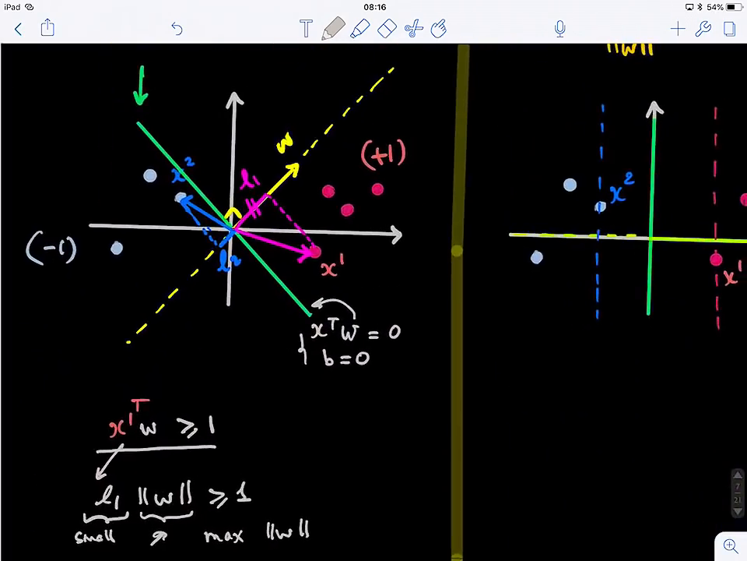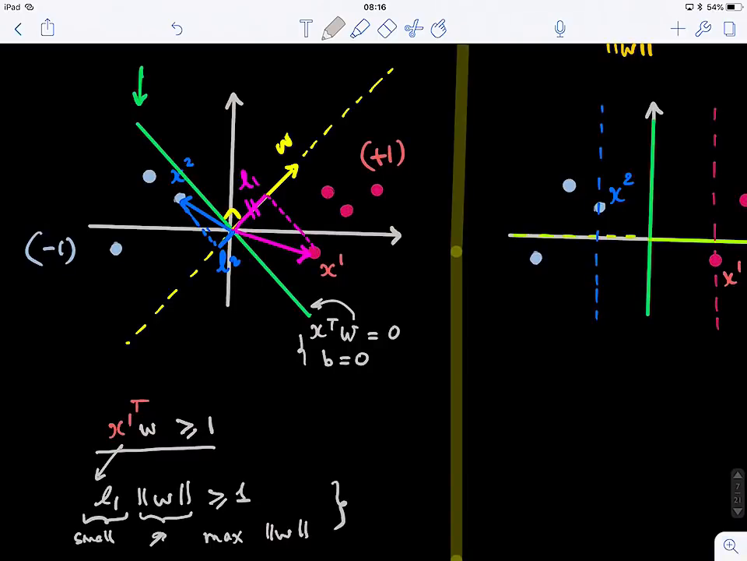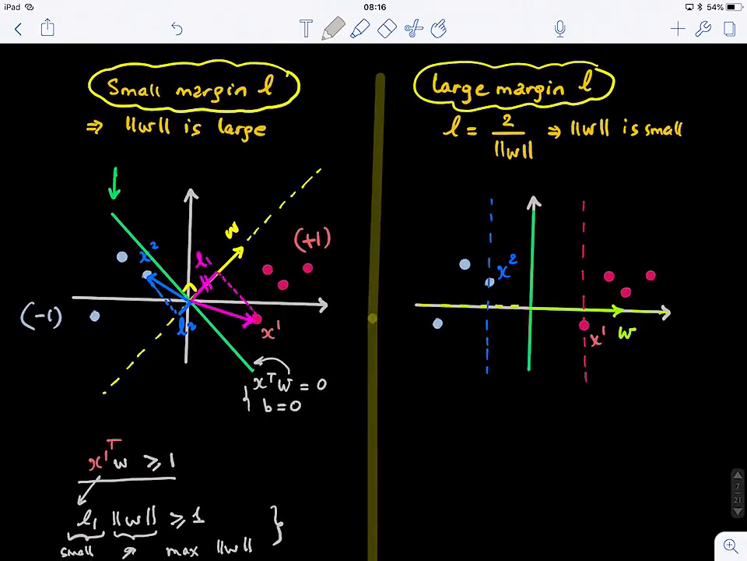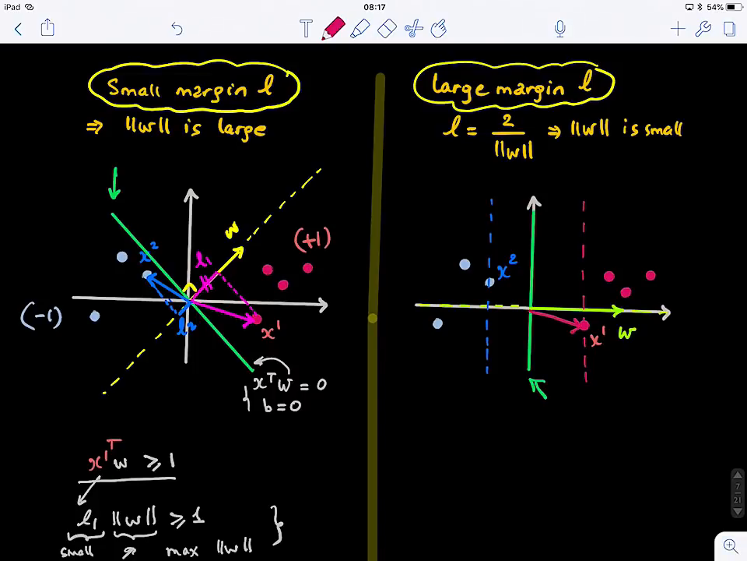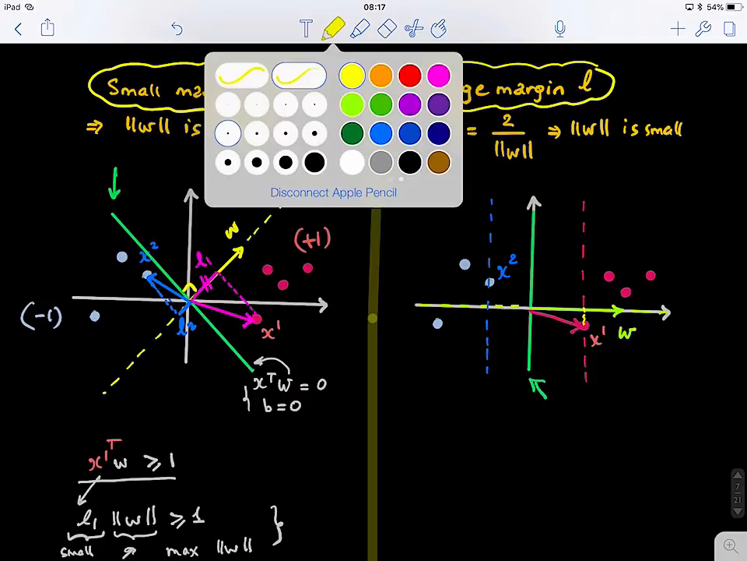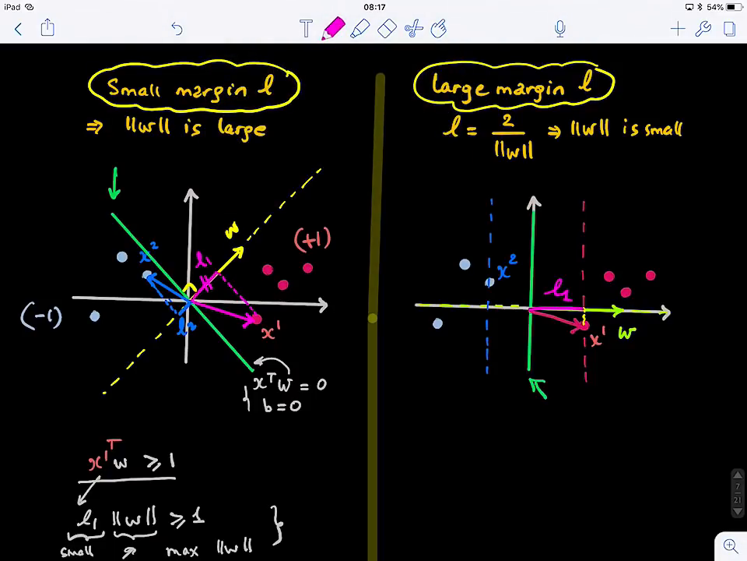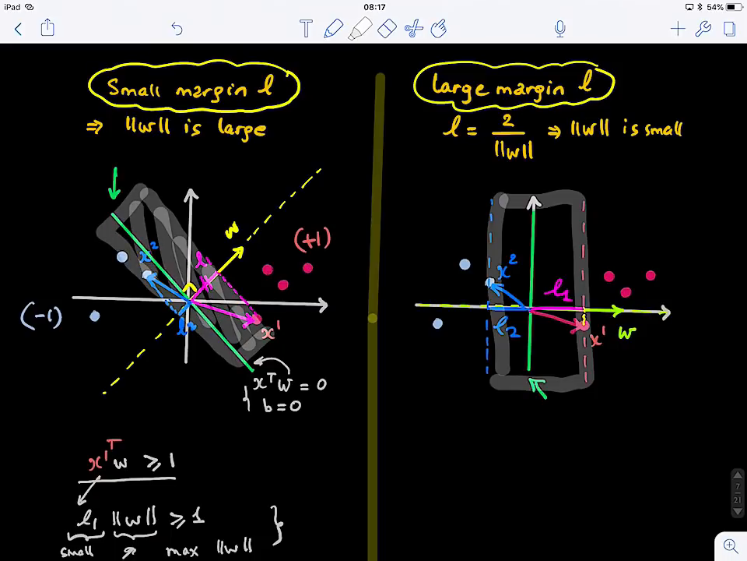So SVM will not stop at this. Now if we look at the other scenario, let's say this is the optimal hyperplane. Let's do the projection again and compare. We project this point x1 onto W. This is L1. Then we also project x2, and here we have L2. What do you notice? Just by comparing, this is a larger margin between the two classes. Before, it was quite small and confined. So this is a better choice for SVM.